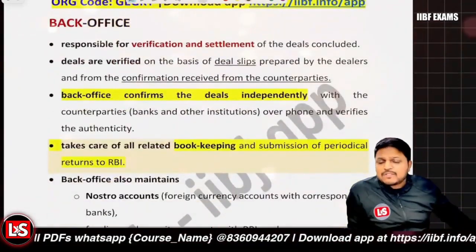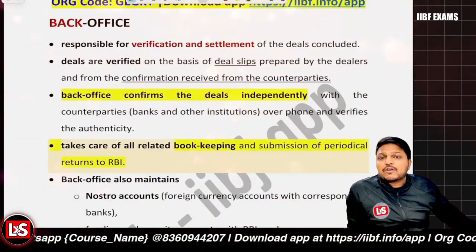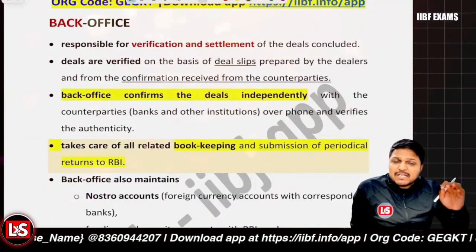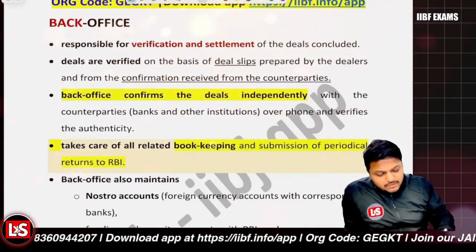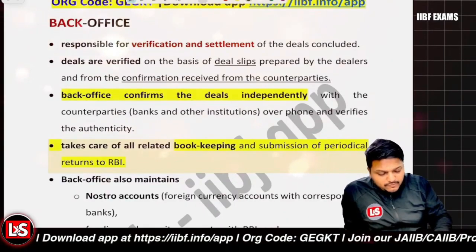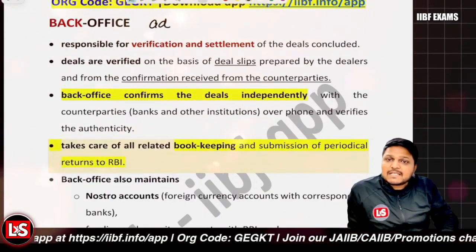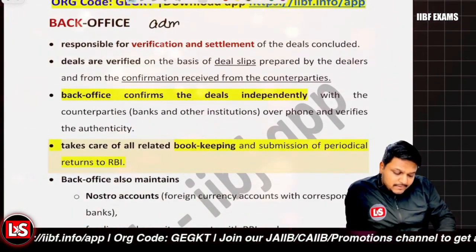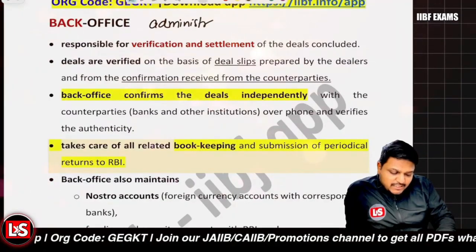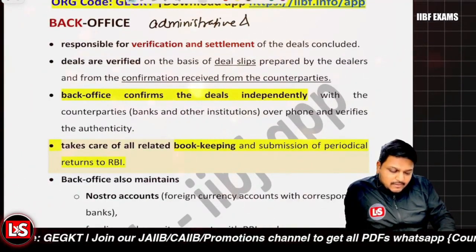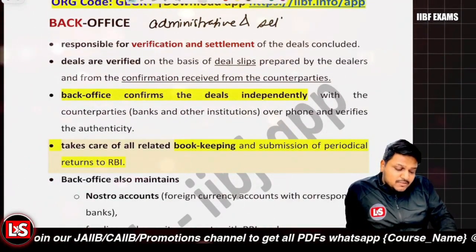The second office that we are going to learn about is the back office. Now, all the administrative and settlement functions are performed by the back office. So we can say it's about the administrative and the settlement functions.